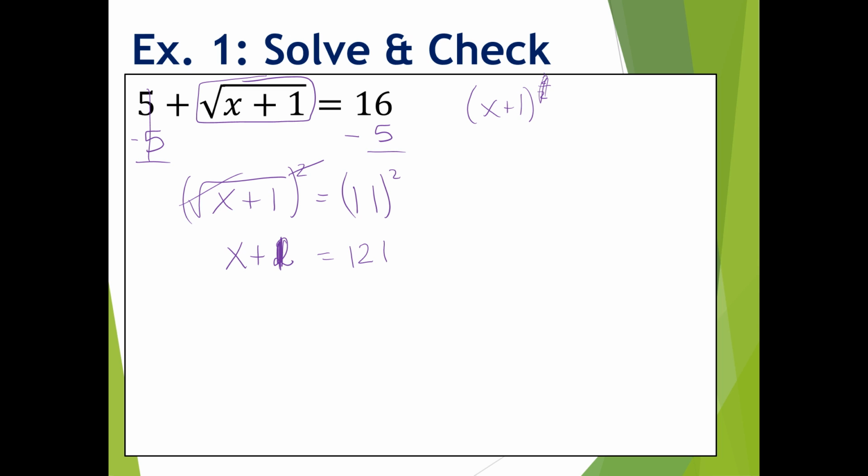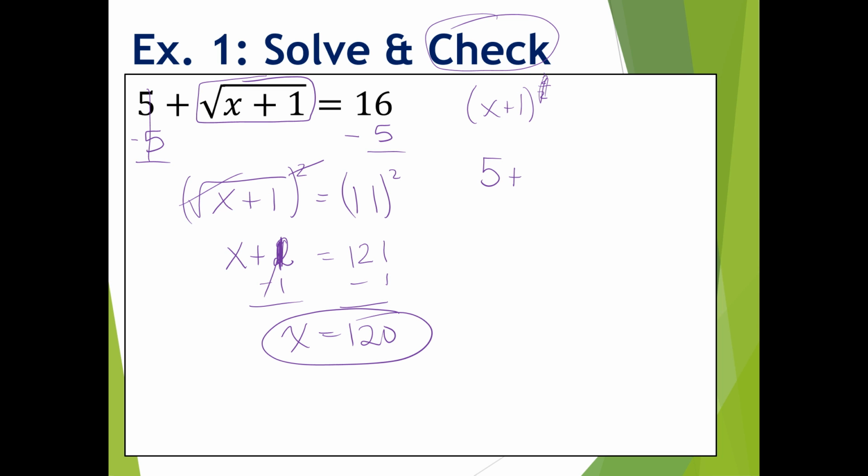So x plus 1 equals 121. Okay, now we're subtracting 1 from both sides. This just becomes a regular linear equation that we've solved a million times. So your x is 120. Okay, so now to check that, you're just going to put 120 back into your original equation. So at the very beginning, the first one that we started with, you don't want to plug it back in here or something. You want to plug it back into your original.